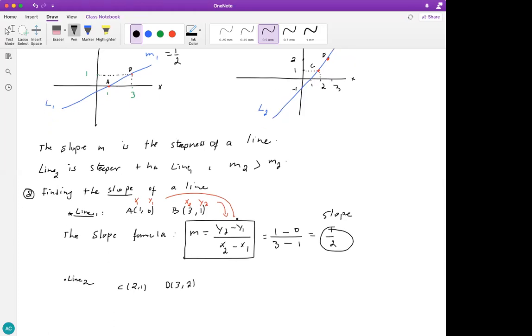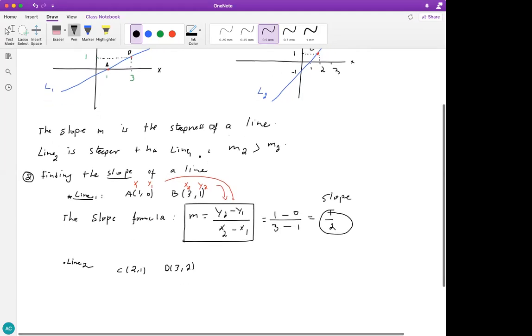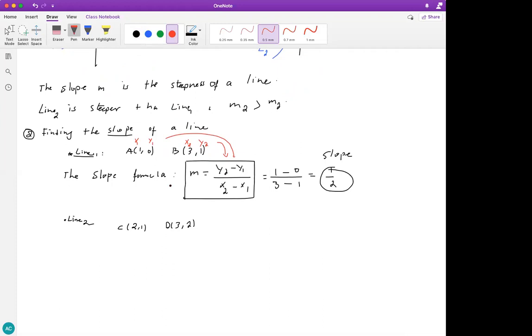So we need 2 points in order to use this formula. As always, you want to label your points first. So this is the first point, call it X1, Y1. Then you label the other point X2, Y2. And that's the slope formula. So we're going to plug.